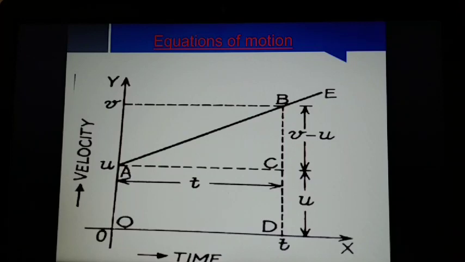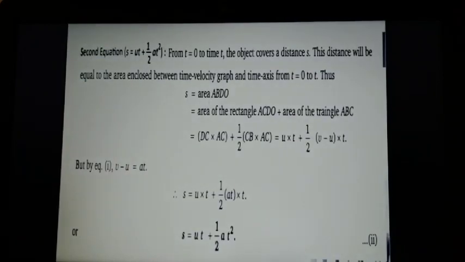Now what is DC? Can you find it from the diagram? DC is equal to u and AC is equal to t. Then BC is equal to V minus u and again AC is equal to t. So the area of the rectangle ACDO is equal to DC into AC. So S will become ut plus half into V minus u into t, when you substitute from the diagram.